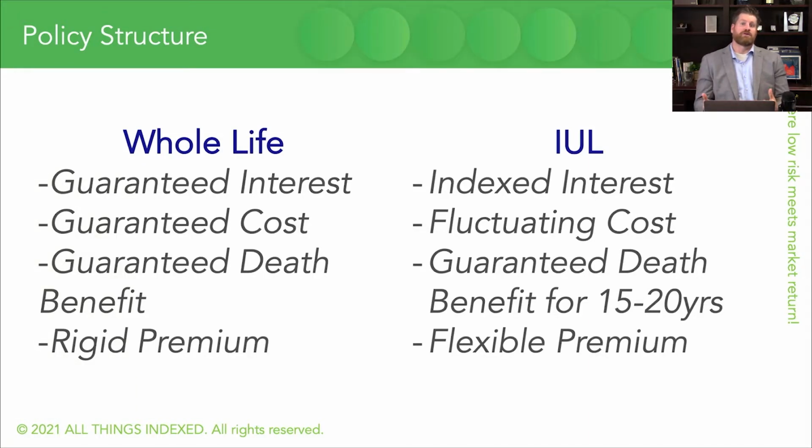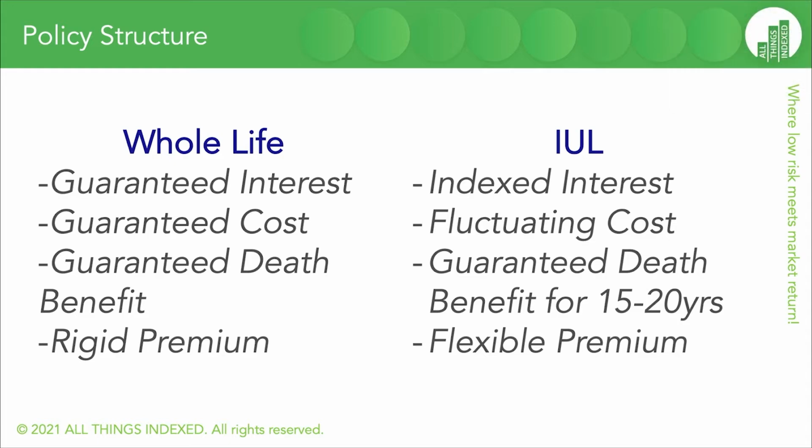Now that's why universal life was created, and specifically index universal life, to create a flexible premium policy. With an index universal life, the interest is based off a market index, so it can fluctuate. You don't always get the same return, but the big thing is that it's guaranteed against loss, while you can get the upside of the market. It also has a fluctuating cost, meaning there's a cost curve from age 0 to age 100.